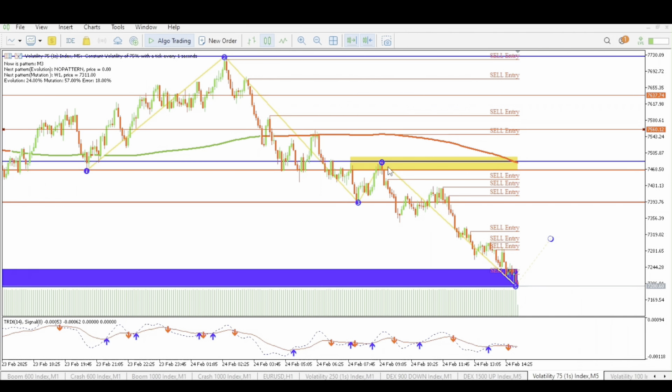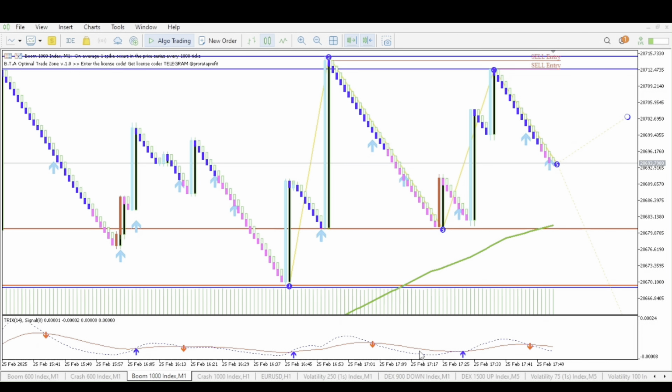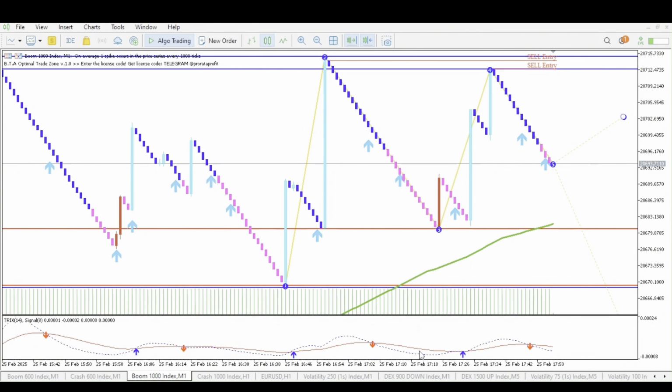So the next video is about boom and crash, and I'm going to explain how you catch spikes. When you are catching spikes on boom and crash or DEX indices, you have to make sure that you first do top to down analysis. So when you are using the system, always start from H4. So here I'm going to open H4 and check my latest signal.